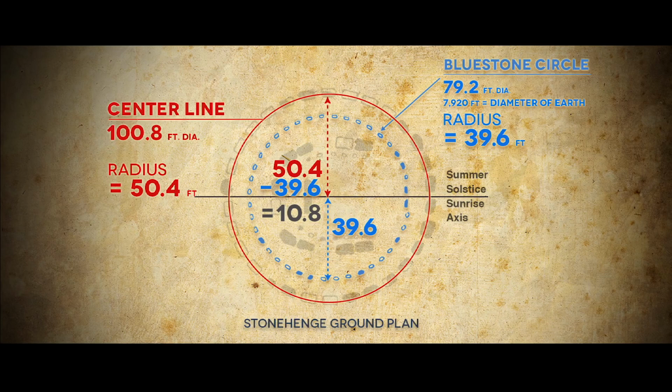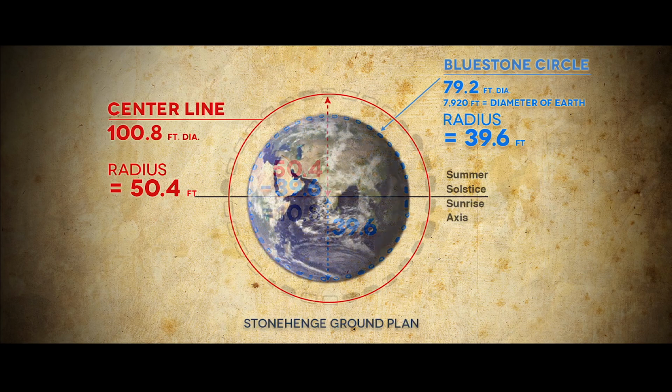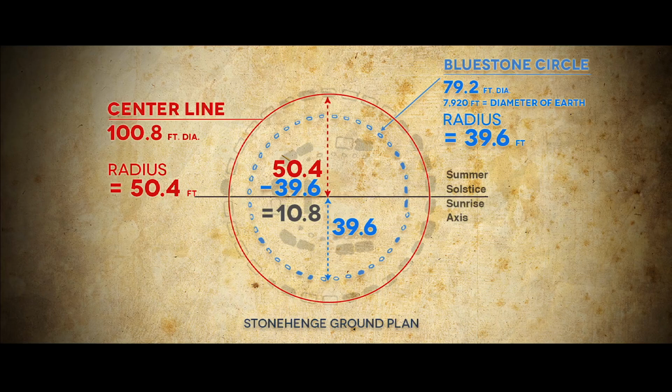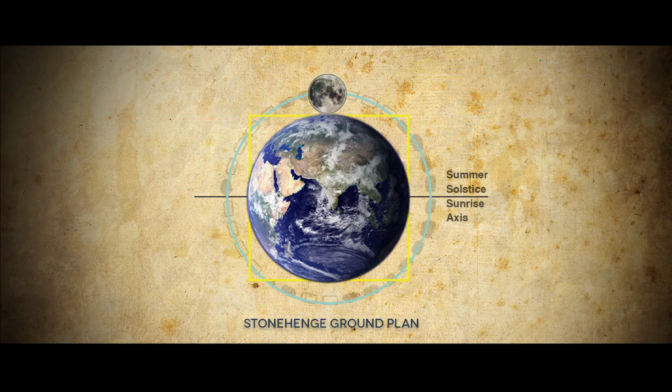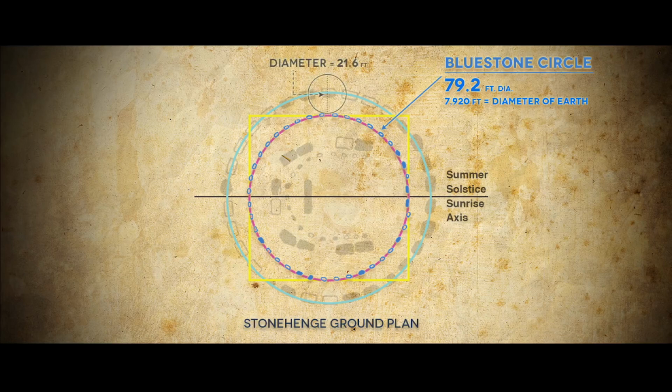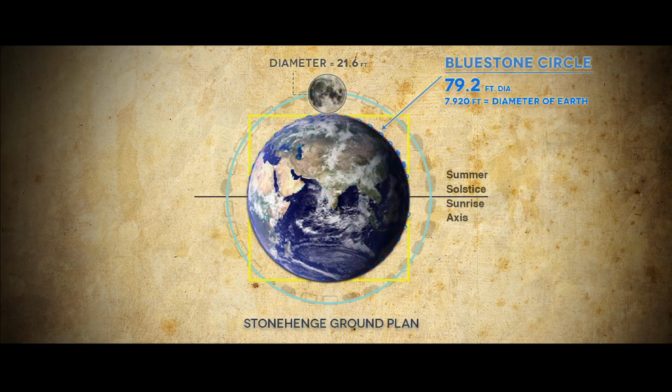Well, remember, the moon has a radius of 1,080 miles. So what you have here is that if you then use this as the diameter of the Earth, or the radius of the Earth, then this is the radius of the moon. So you draw a circle on this, and now you have the Earth-Moon proportions exactly laid out. So that's what you see here in this squaring of the circle exercise that provides us with the ground plan of Stonehenge. We find that this circle is 79.2 feet, and this circle is 21.6 feet in diameter. So it relates exactly as the Earth-Moon.